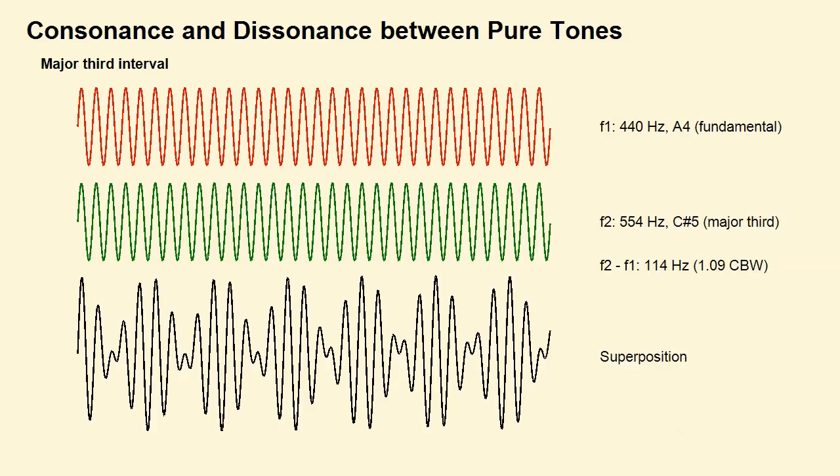The screen shows the details of the reproduction of the major third, diminished fourth interval, in which the second sound is a C-sharp 5, with a frequency of 554 Hz, 114 more than the A4, which corresponds to an extension of 1.09 times the critical bandwidth of 105 Hz for the A4.